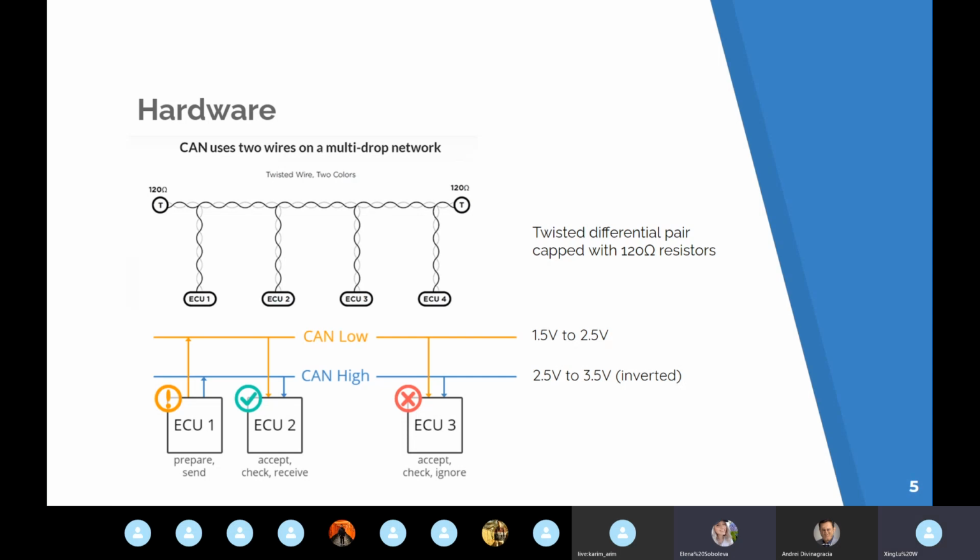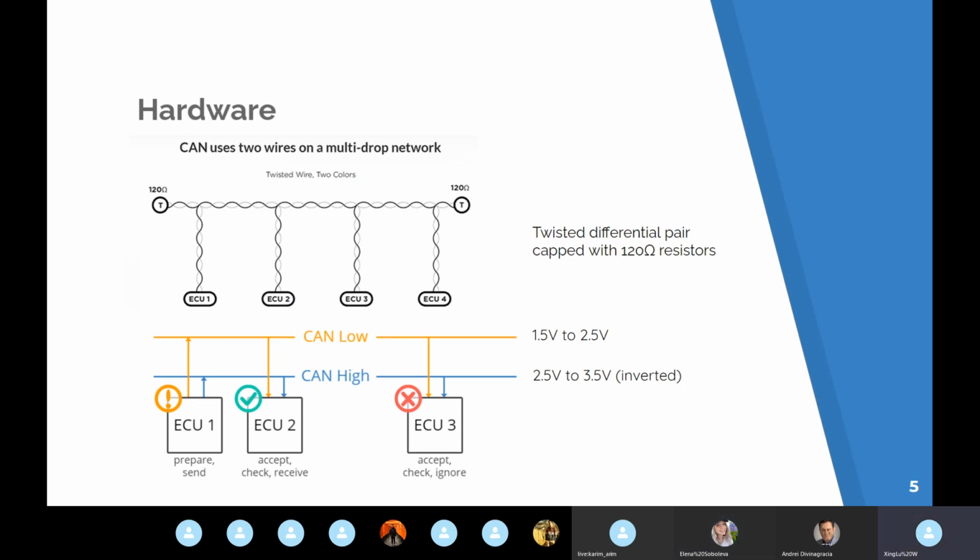Yeah, inverted. So if you're looking at CAN low and you see 0 1 0 1 on CAN high, it would look like 1 0 1 0. Oh, like if you mirrored it above it. Yeah, I have a diagram later on that shows it. Sure, thanks.